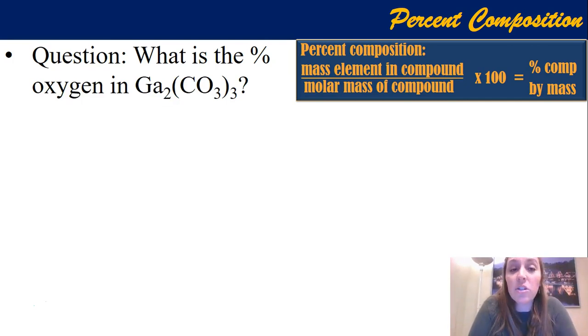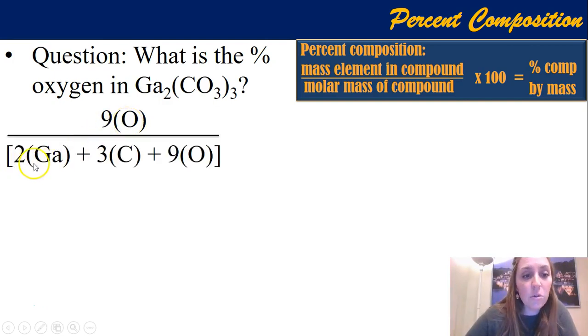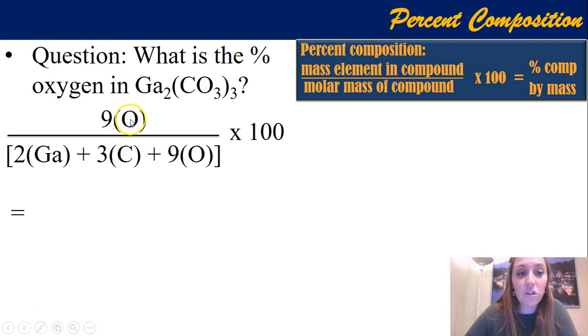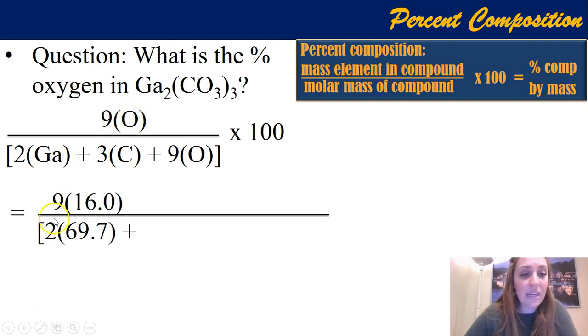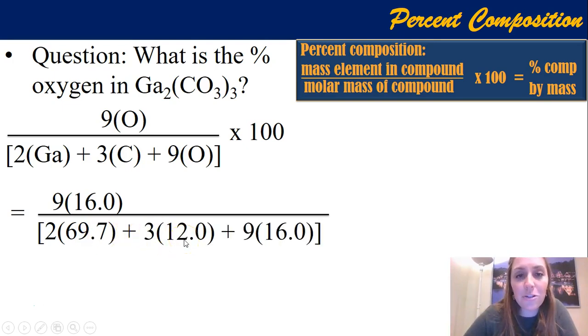What is the percent oxygen in gallium carbonate? All right, so same thing. First, we figure out how much mass in 1 mole of this comes just from oxygen. How many oxygen do we have? Well, we have 3 in each carbonate, but I have 3 carbonates, so it's 3 times 3 or 9. So I have 9 oxygens divided by 2 galliums, 3 carbons, and 9 oxygens times 100. Let's plug in our numbers from the periodic table. Oxygen is 16, and gallium is 69.7, carbon's 12, oxygen 16.